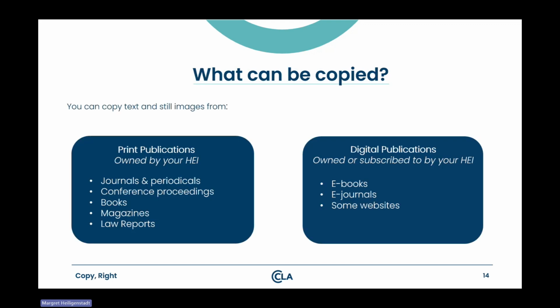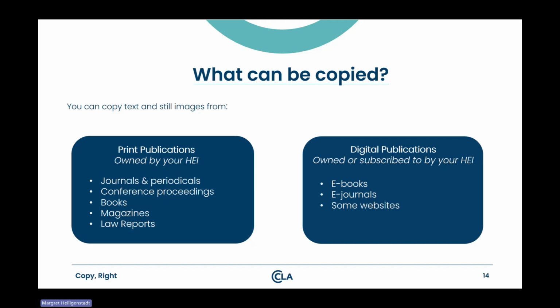So what can be copied? You can copy text and still images from print publications and digital publications that are owned by your university. So that, as you can see on the list, it's books, journals, magazines, reports, all sorts of things. And you can also copy from ebooks and e-journals if the publisher has opted in. Not all digital publications are part of this, but most of them are, and most of the mainstream publishers certainly participate in this.